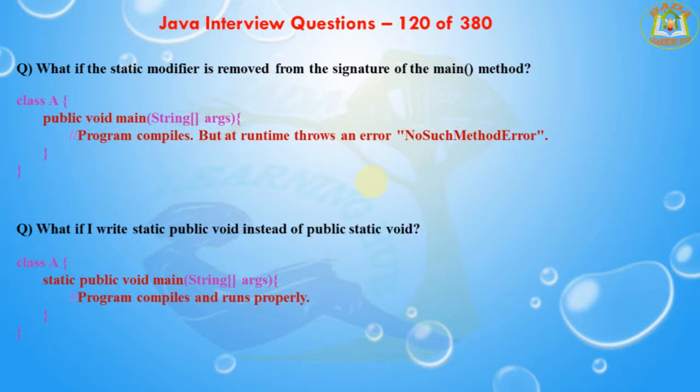The next question is, what if we write static public void instead of public static void? The program compiles and runs properly.